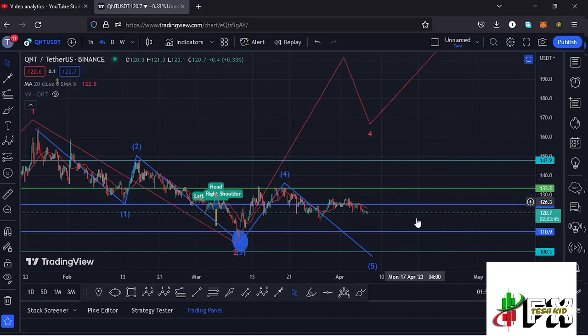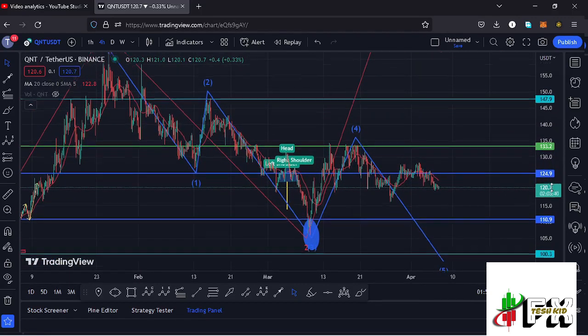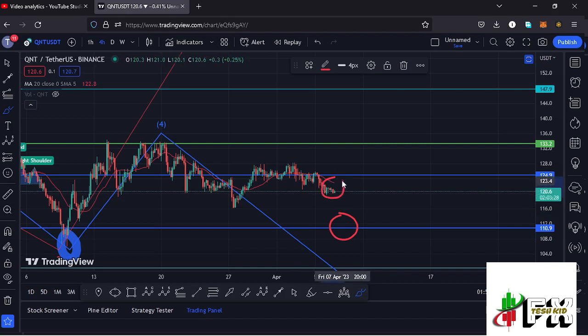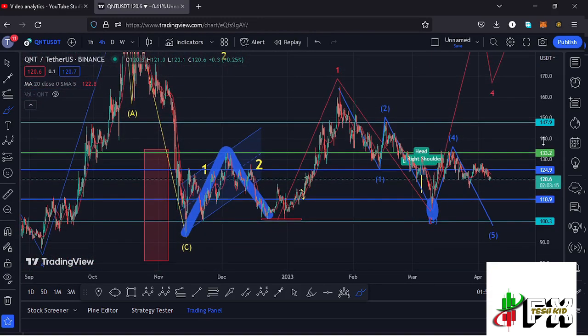Welcome back to Teshkid FX for another Quant price prediction update, which at the time of this recording is holding above a key area of support at around the $110.9 mark. We are also trying to battle out with the 20-day MA here on the 4-hour chart, which is now acting as resistance, and also a key area of resistance at around the $124.9 mark. And in this video, I want to give you the short-term and the long-term outlook of the Quant chart.